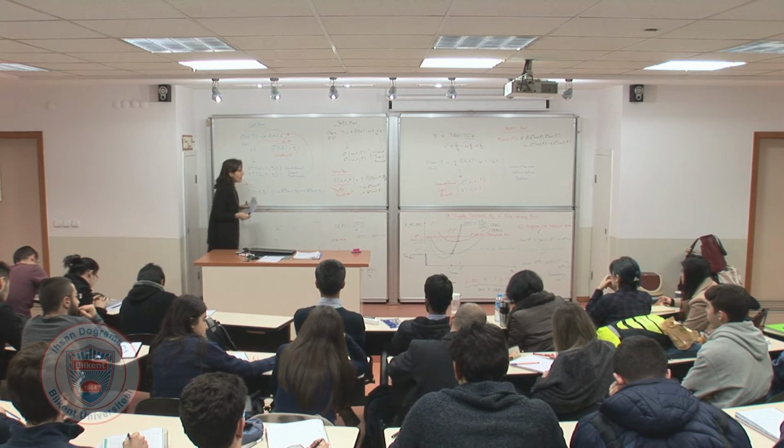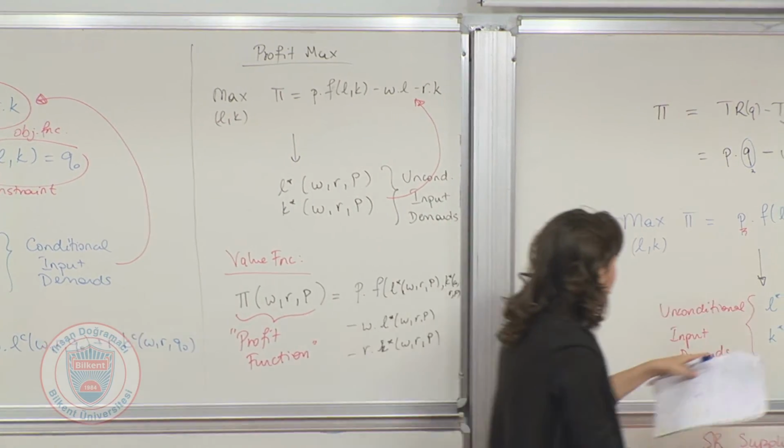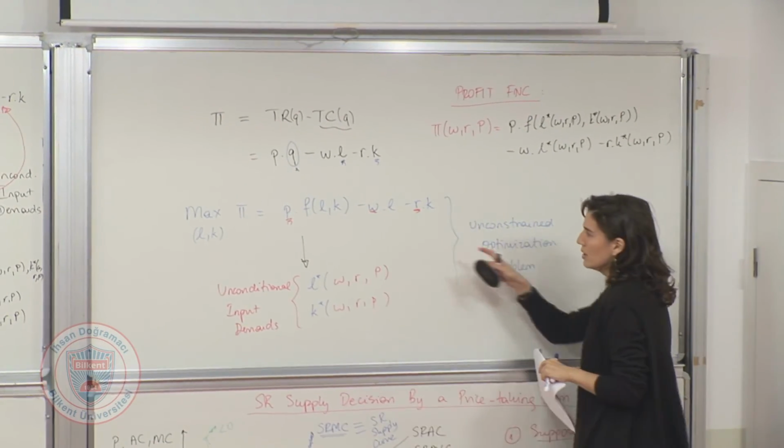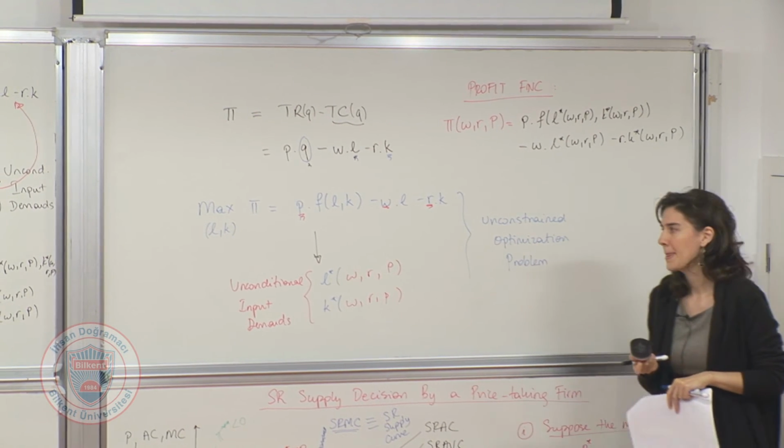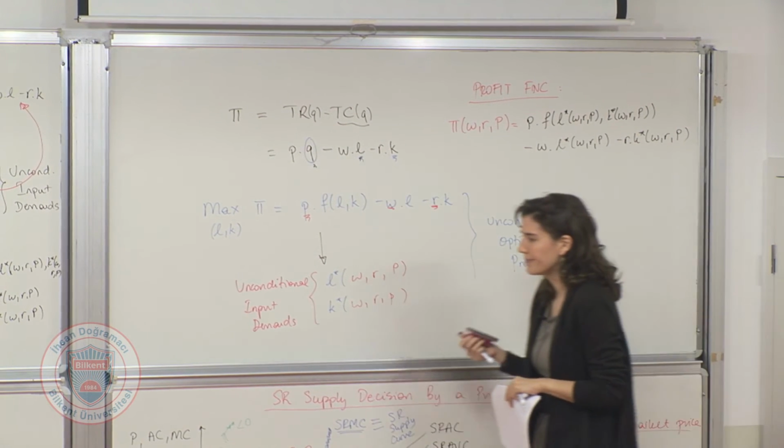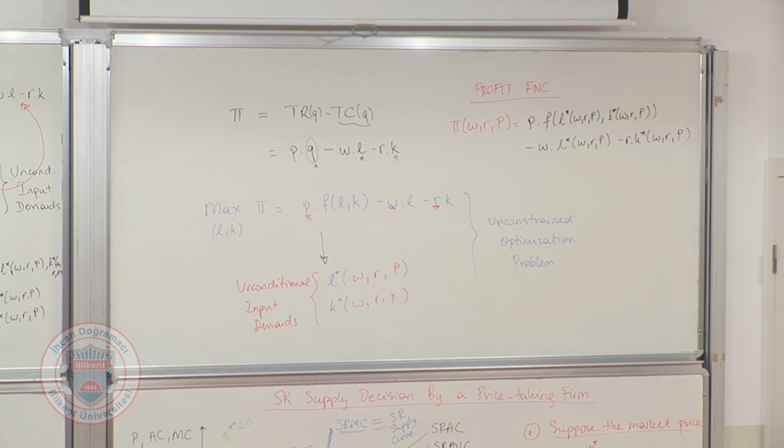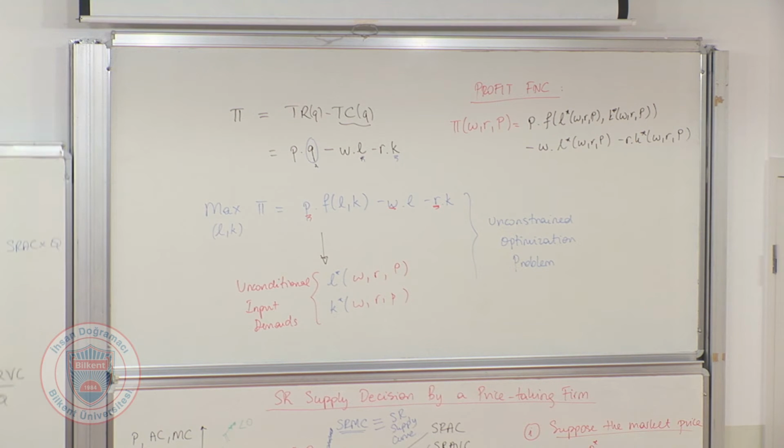Now, you might tell me that, Hocam, I know how to solve this. So let's solve this guy, okay? And let's see what we will get, okay? So let me write it here. But still, I haven't told you where the long run supply is coming from. So just wait a bit. We're almost there, okay? Before that, we need to introduce this profit function, okay?